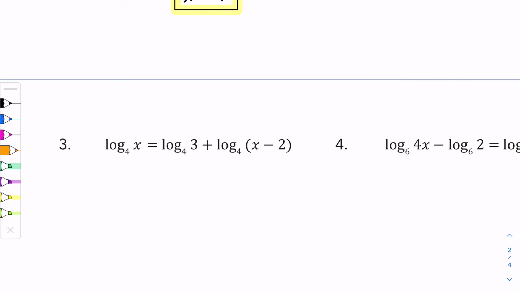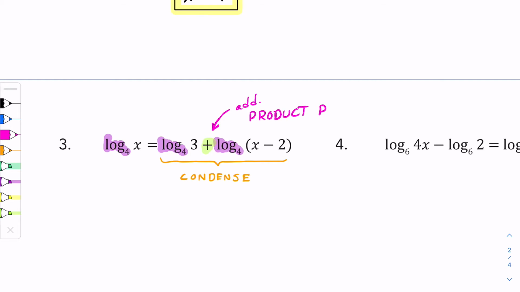Number 3, we have log base 4 of x is equal to log base 4 of 3 plus log base 4 of x minus 2. As you can see, you have the same log and base on all parts, but the right side of the equal sign needs to be condensed before you can solve. And because we have an addition sign, recall that addition is paired with multiplication, and that forms the product property. This is from yesterday's notes.